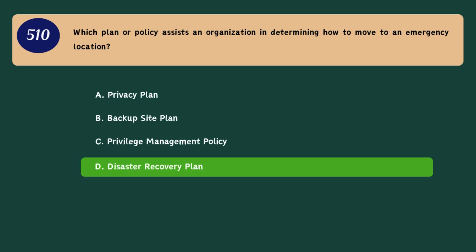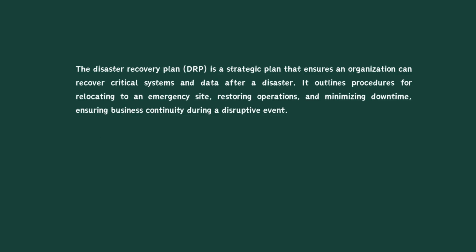Correct answer. D. Disaster recovery plan. The disaster recovery plan is a strategic plan that ensures an organization can recover critical systems and data after a disaster. It outlines procedures for relocating to an emergency site, restoring operations, and minimizing downtime, ensuring business continuity during a disruptive event.